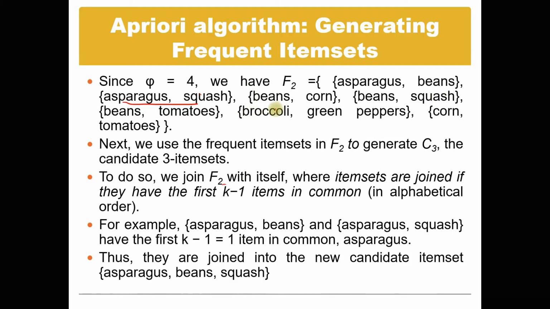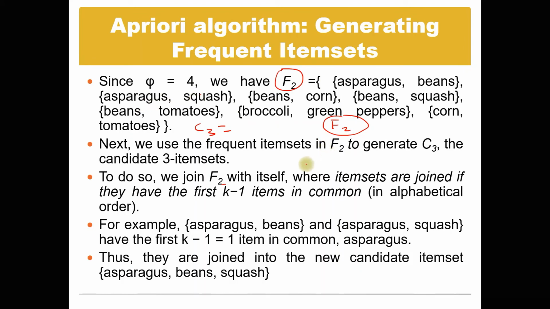Let's get back. We have F2. Our aim is to determine C3. From C3, we will get F3. Now, to be able to get C3, we have to join F2 with itself. That is, we have to merge these different F2 together. But how do we do this merging of them?